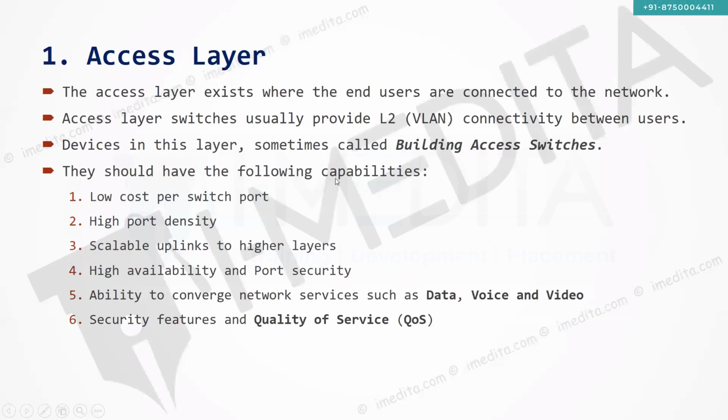They should have the following capabilities, like low cost per switch port, which means that switches should have higher port density. That's how you can reduce the cost per port. Higher port density, of course, I have already told you, and scalable uplinks to higher layers. So they should have uplinks. Then high availability and port security should be supported by these switches. Ability to converge network services such as data, voice, and video should be supported. And layer 2 quality of service. Generally, we do not configure layer 3 quality of service on access layer switches. But yes, layer 2 quality of service should be supported by these switches as well. So those are the expected capabilities that access layer switches should have.